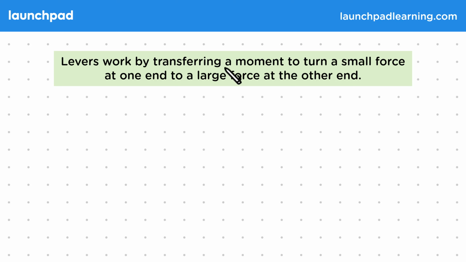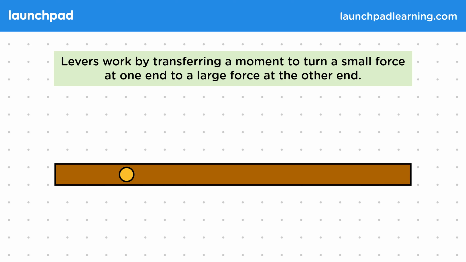Well, levers work by transferring a moment to turn a small force at one end to a large force at the other end. A moment is the turning effect of a force, and it's equal to the force applied multiplied by the perpendicular distance. Consider a simple lever with a pivot close to one end.